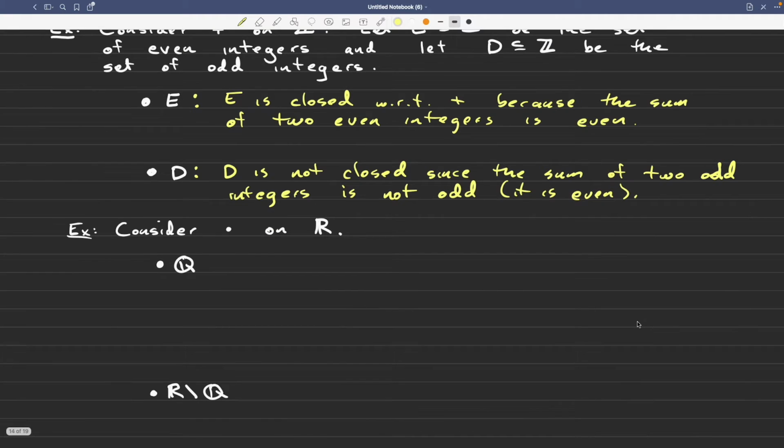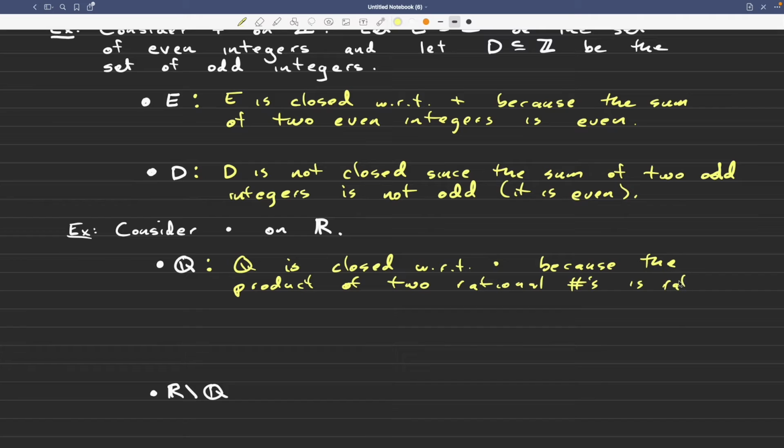All right, a similar example can happen with multiplication. So let's think about multiplication on the rationals versus multiplication on the irrationals. The irrationals are R minus Q. It's not hard to verify that Q is closed with respect to multiplication because the product of two rational numbers is rational. Now this isn't very hard to prove. It's just something like A over B times C over D equals AC over BD. And that's easy to see that it's rational because the numerator and the denominator are both integers.